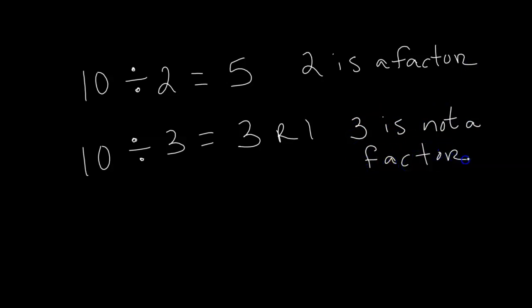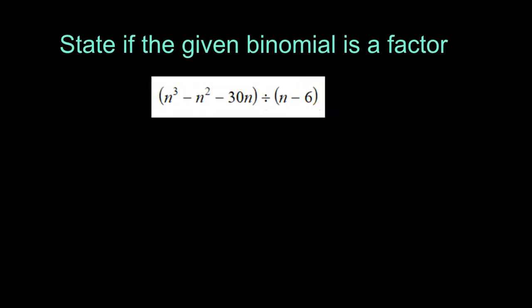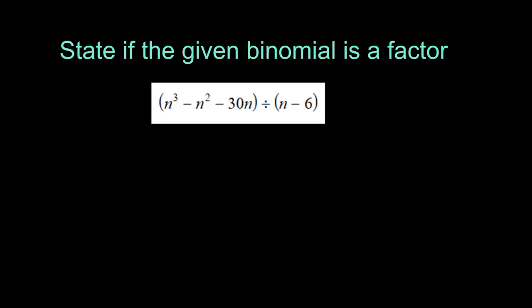So basically, we're going to be doing that synthetic division again, and we're going to be looking for a 0 remainder. So this is how they'll ask you. It'll say state if the binomial is a factor. So here's my binomial. We want to know, is this a factor of this polynomial? Well, we're going to set up a synthetic division to check it out.